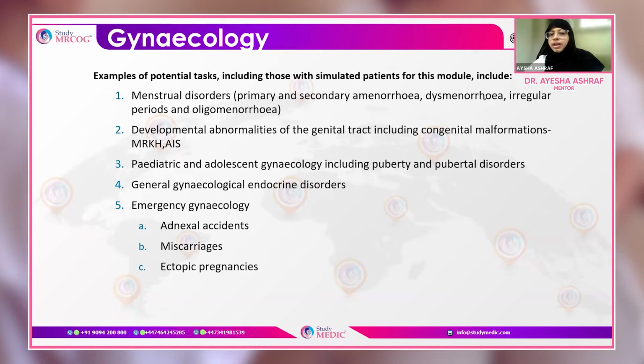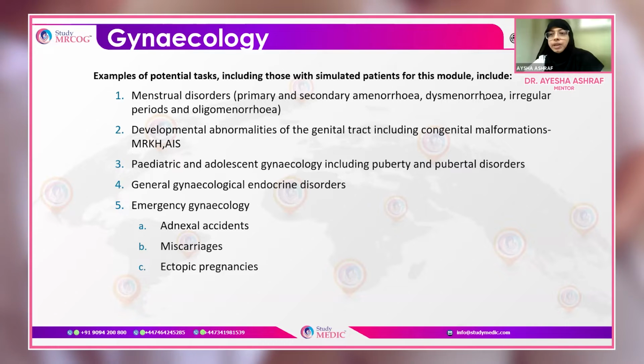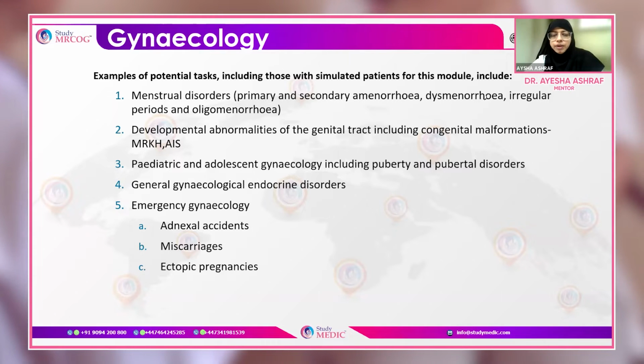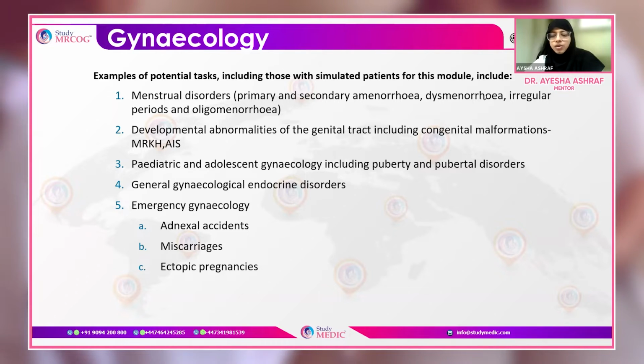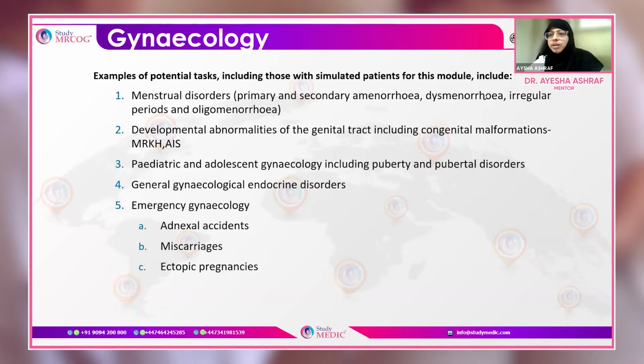General gynecological endocrine disorders like PCOS. This is also the most commonly worrying factor for young girls nowadays. So this can also be a task for you. Emergency gynecology like adnexal accidents, cyst torsion, or miscarriages, or ectopic pregnancy. These types of tasks may involve 1 or 2 modules together. Miscarriages and ectopic pregnancy could also be there in the early pregnancy module 2.